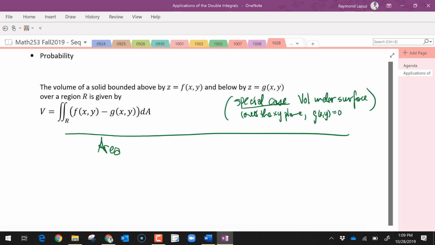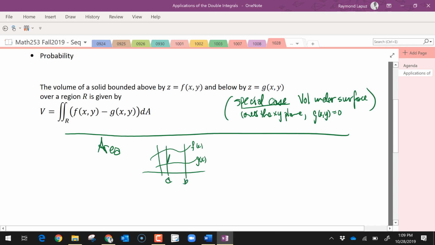And one way to do this is that if we're looking for the area, let's say, between two functions, f of x and g of x, between a and b, then we can just say that the area is equal to the integral from a to b of f of x, the top function, minus g of x, the bottom function, dx. Is that correct?